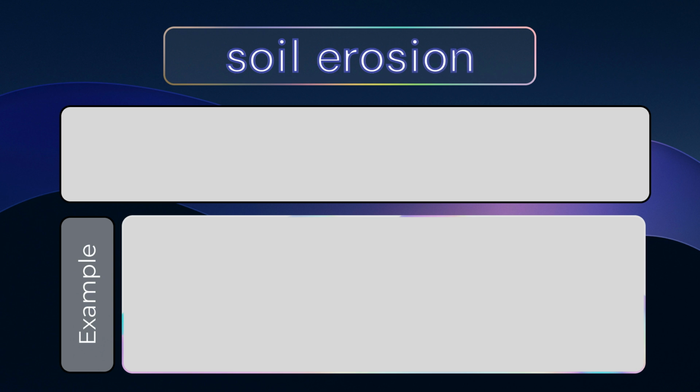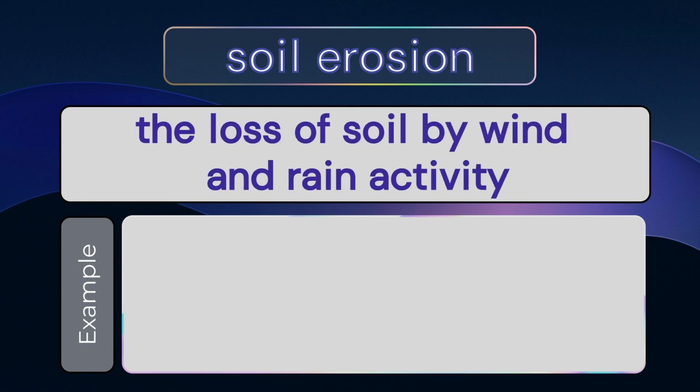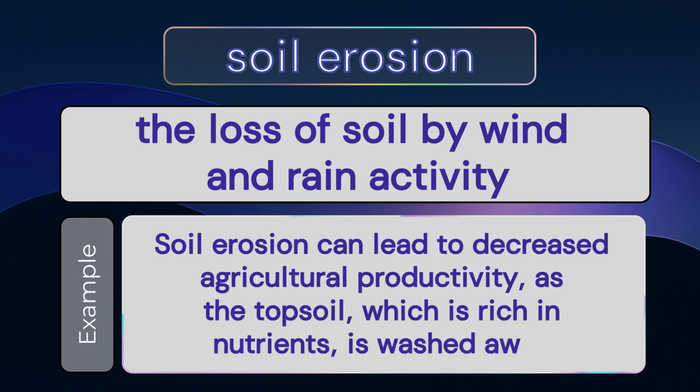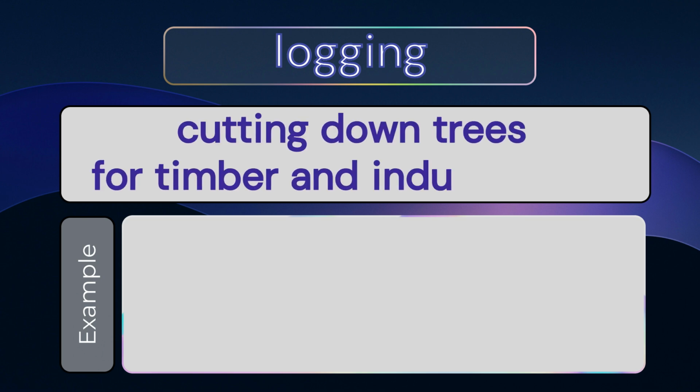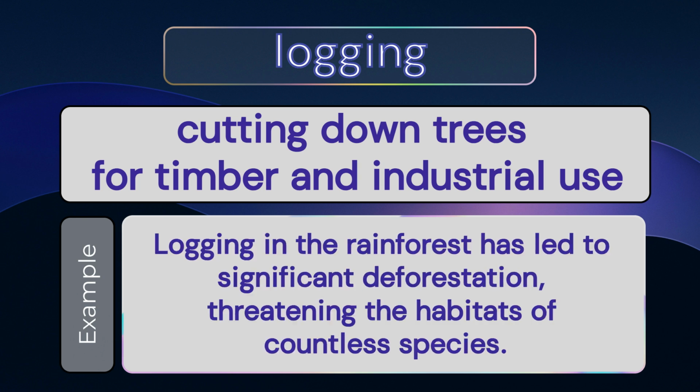Soil erosion. The loss of soil by wind and rain activity. Example: soil erosion can lead to decreased agricultural productivity as the topsoil, which is rich in nutrients, is washed away. Logging. Cutting down trees for timber and industrial use. Example: logging in the rainforest has led to significant deforestation, threatening the habitats of countless species.